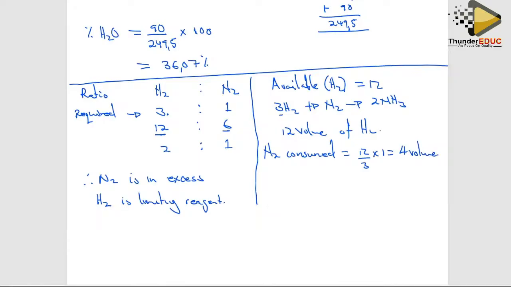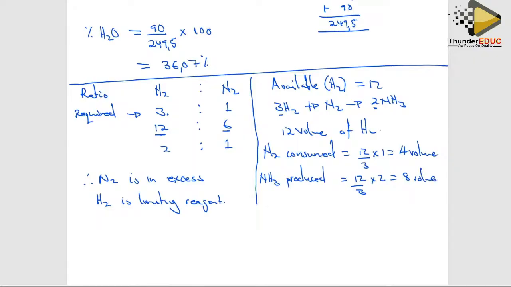Then the NH3 that is going to be produced, NH3 produced is equivalent also to 12 all over 3 multiplied by 2. Why am I multiplying by 2? Because the mole ratio says 2 there. Then if I do that, I'm going to get a value of 8. So I'm going to say 8 volume there.